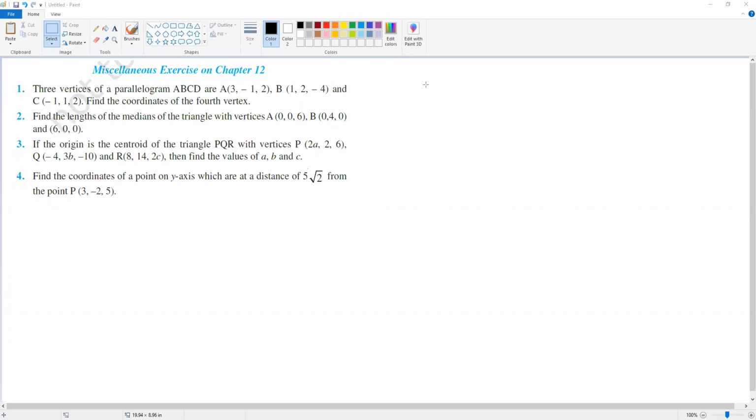Okay, so look at question number 2. You have a triangle ABC, and the coordinates of A are given as 0, 0, 6. The coordinates of B are 0, 4, 0. The coordinates of C are 6, 0, 0. Now, find the length of the medians of the triangle.